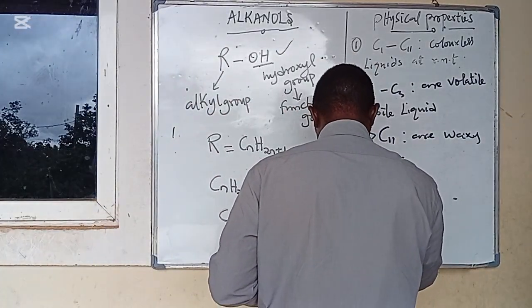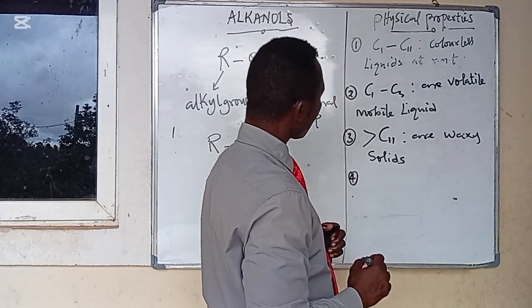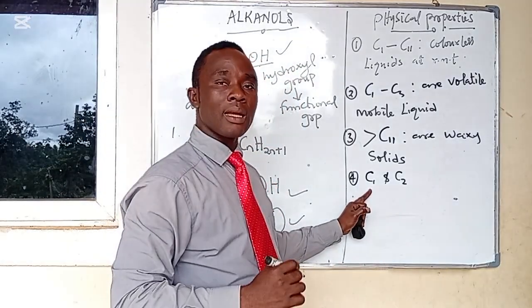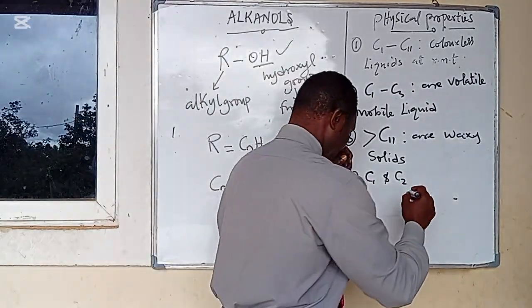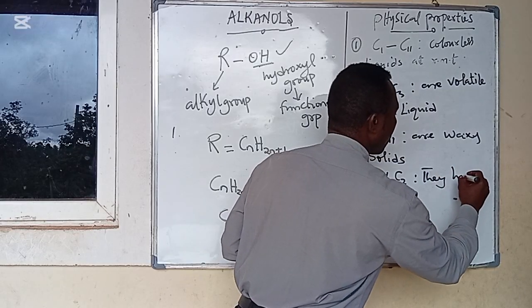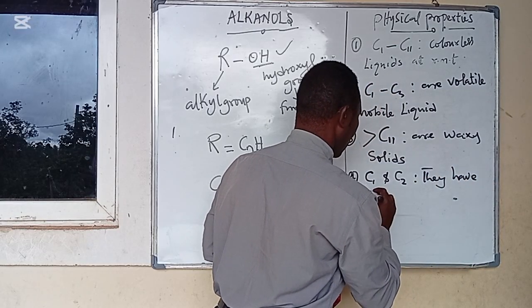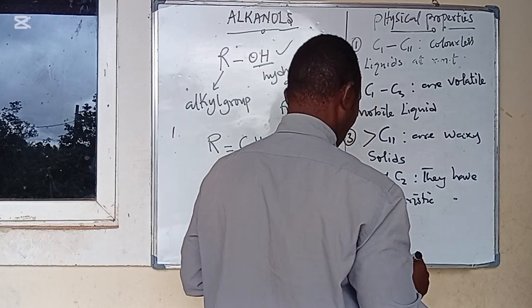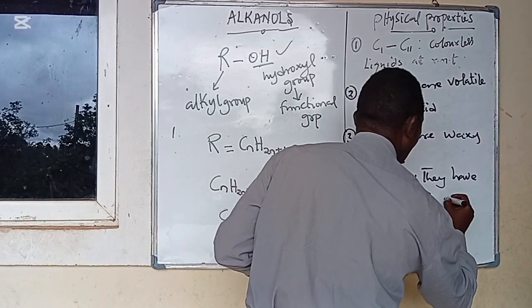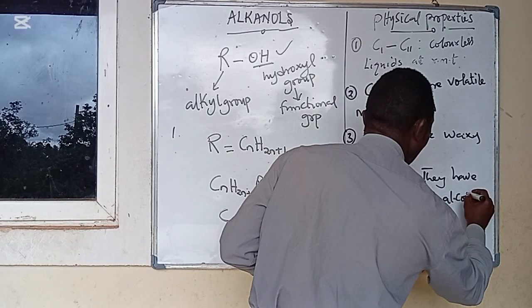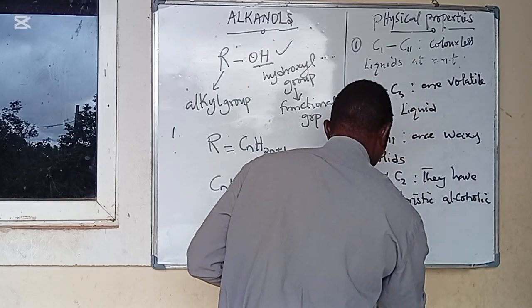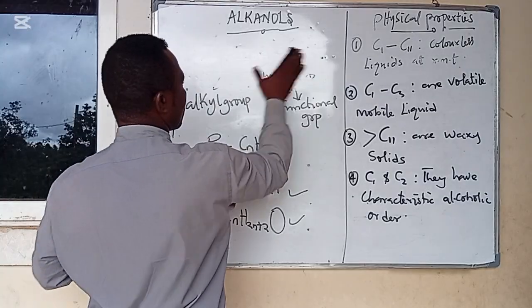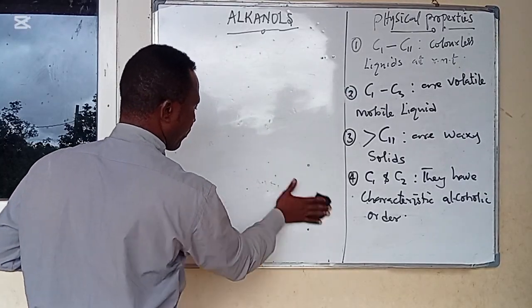Then number 4 of this property is that C1 and C2, that is methanol and ethanol, have characteristic alcoholic odor. Characteristic alcoholic odor. Okay.